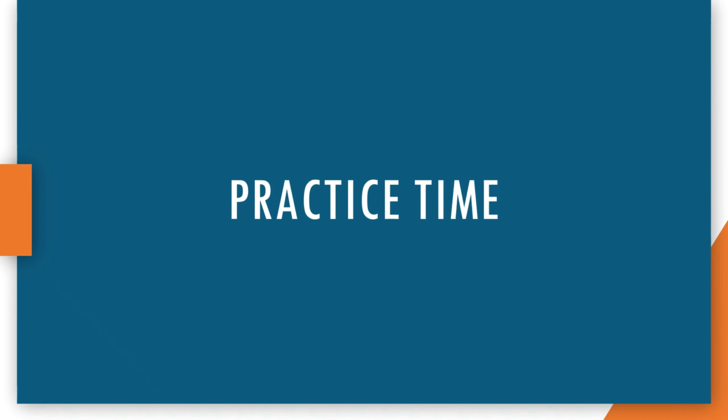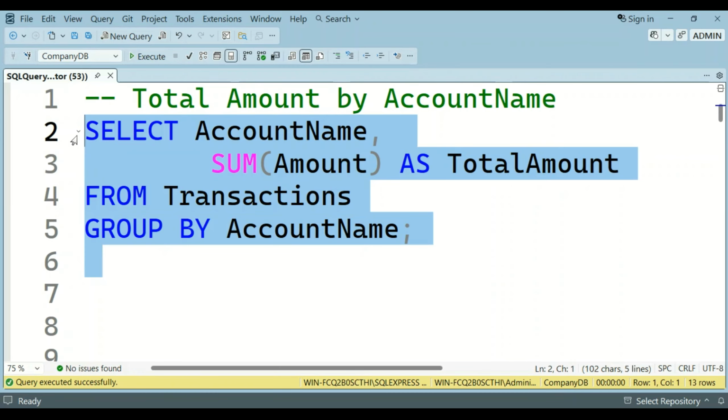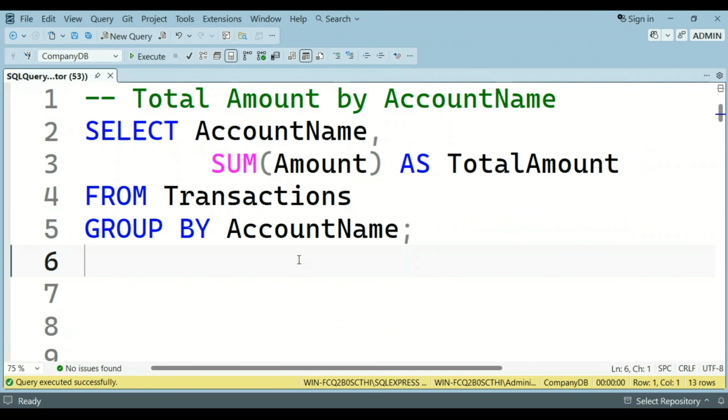Now let's get hands-on and do practical examples to understand the GROUP BY clause a bit more in depth. Query number 1. What is the total amount for each account? This query groups all transactions by account name and calculates the total amount for each account. This helps accountants quickly see how much was spent on utilities, rent, office supplies, and how much revenue was generated.